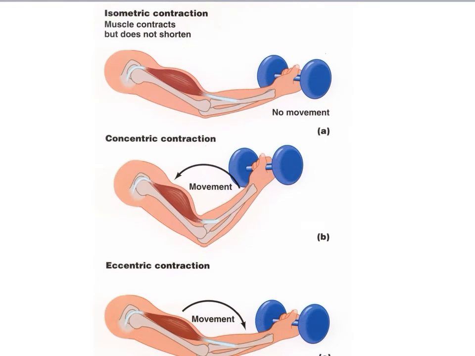So this slide gives you a good example of what I'm talking about. This entire page is only talking about isometric contraction. There's nothing on here about isotonic, okay? So your concentric is again shortening, and then your eccentric is going to be lengthening that muscle.